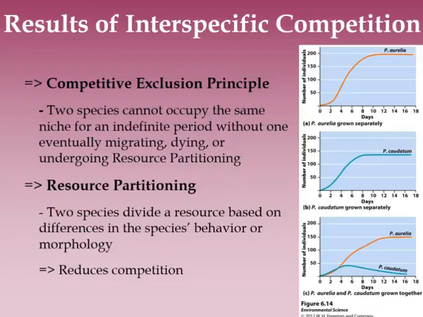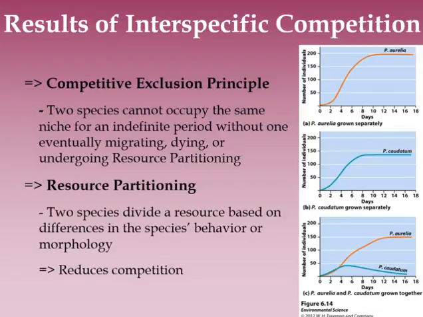The other species will be eliminated from the area, or they must leave or die. Again, that's competitive exclusion. This is what is occurring when a species is eliminated from a portion of its fundamental niche. The other potential outcome is resource partitioning.